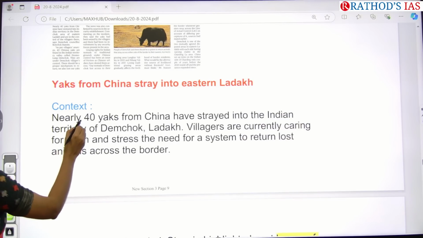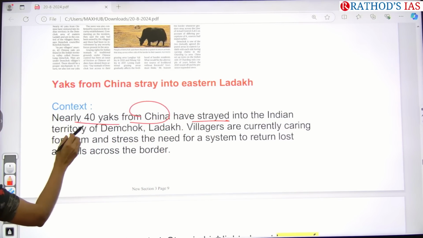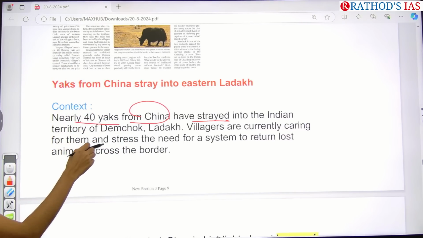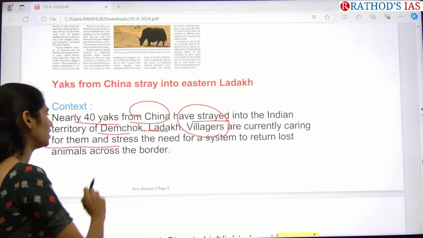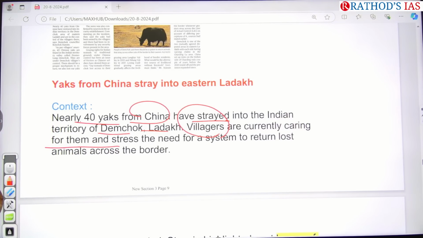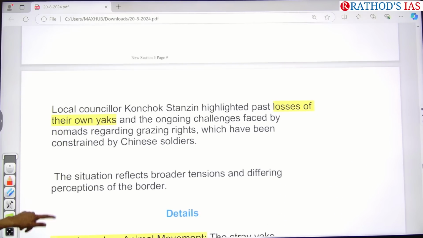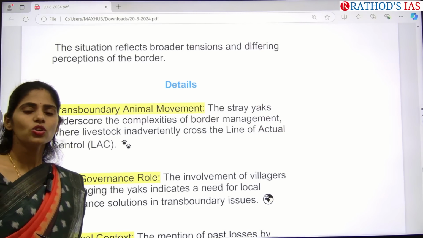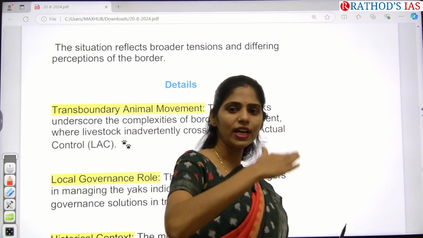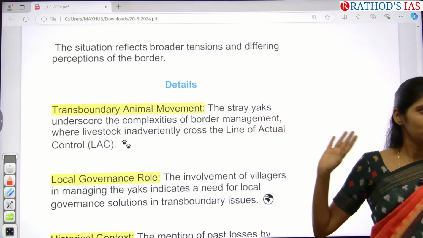Okay, so let us see this article. Nearly 40 yaks from China have strayed. Strayed means they came from other countries to India, in these regions of Demchok, Ladakh. And now villagers are currently caring for these animals, and these people are trying to send them back to their area. Okay, so now let us see the details. It is saying transboundary animal movement. Whenever movement is happening between two countries, we use this word transboundary. You have to remember that.